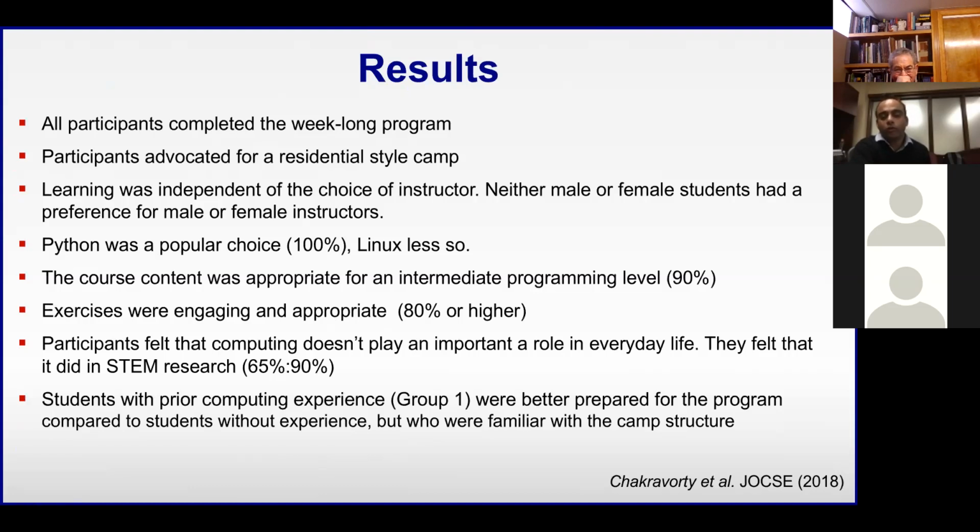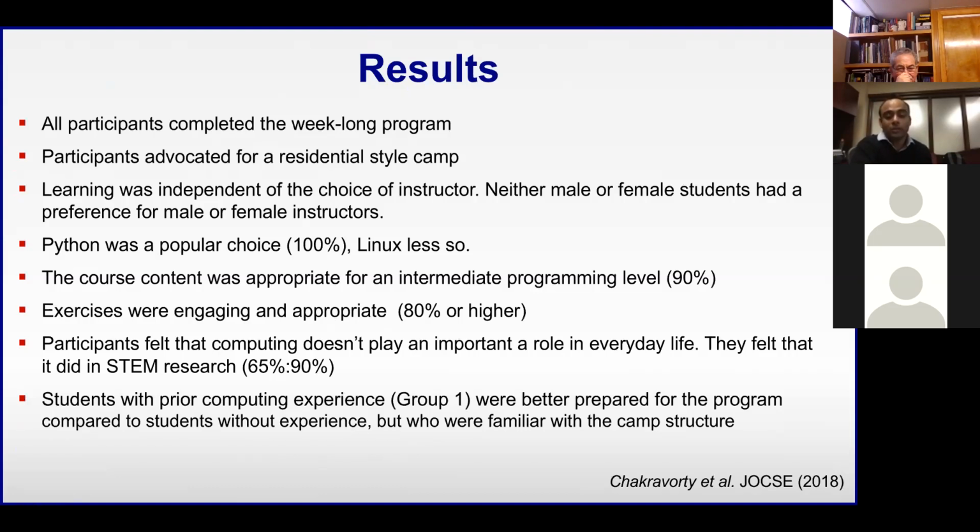The course content was appropriate at an intermediate programming level. 90% of students agreed with that, and the exercises were engaging and appropriate. Participants felt that computing did not play quite an important role in everyday life, but was critical in research. We have some theories on this, quite possibly because computing is so pervasive in everyday life that one doesn't pause and stop to think about how it impacts us.